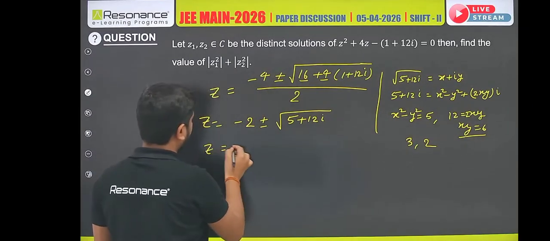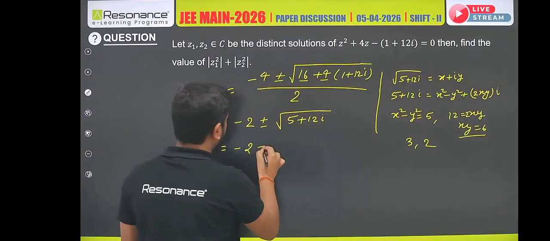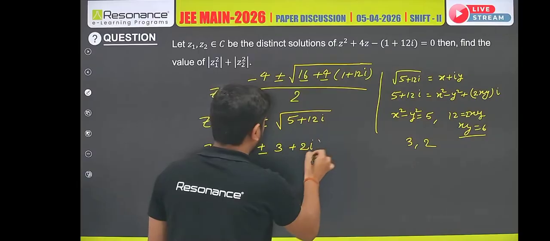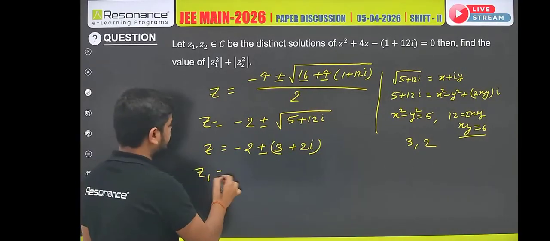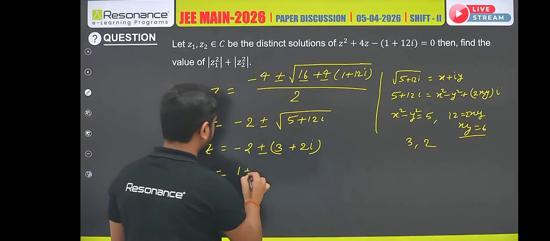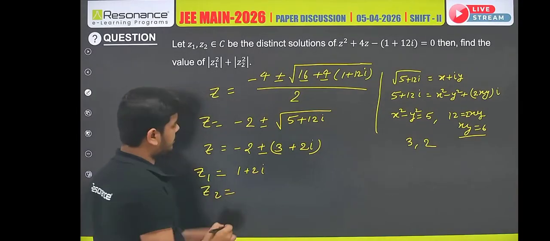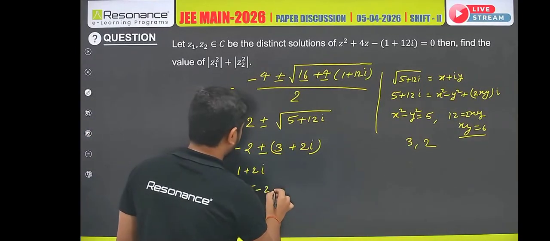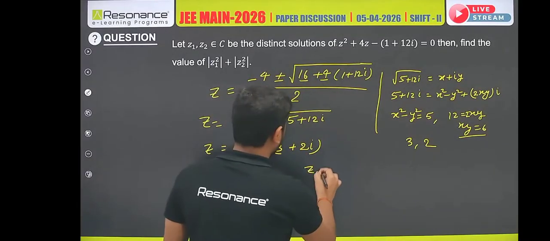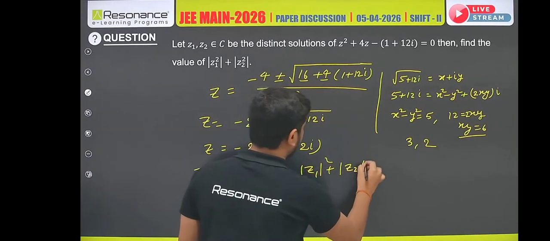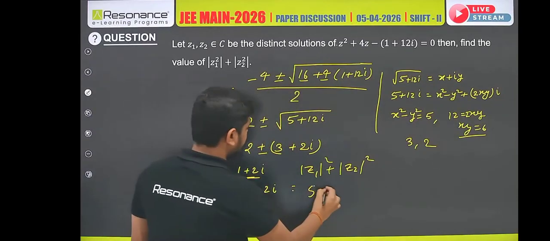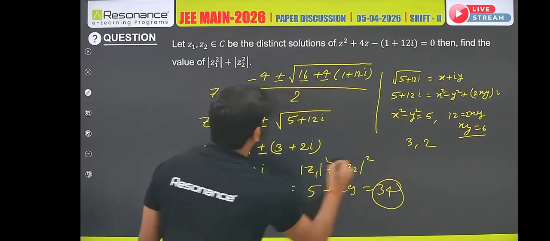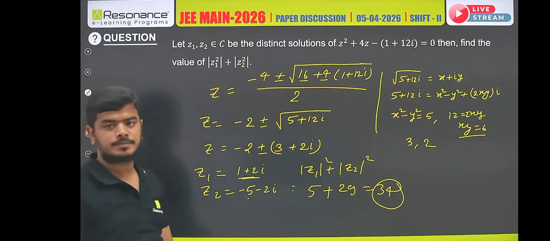So you can take x as 3 and y as 2. So this will become z is equal to minus 2 plus minus (3 plus 2 iota). Now z1 will become 1 plus 2 iota, and z2, taking the plus sign and minus sign separately, will become minus 5 minus 2 iota. So mod z1 square plus mod z2 square will become how much? 5 plus, from here, 25 plus 4, 29. So you will get 34 as the correct answer for this question.